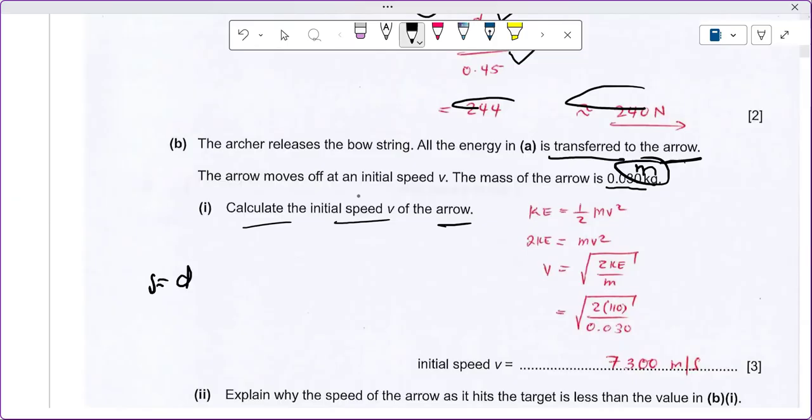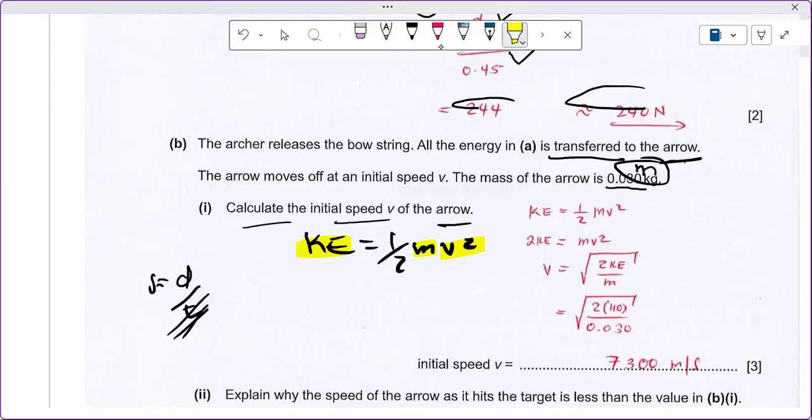Then they say calculate the initial speed. I can't use this formula because I don't have the time. So that's out of the equation. But they said kinetic energy, which means, okay, let me write down the formula for kinetic energy. I know the kinetic energy because I already know what the work done is, and kinetic energy and the work done are just the same. I know the mass, but I don't know v, which means I need to make v the subject of the formula, or in most cases, guys, you can just plug and play.